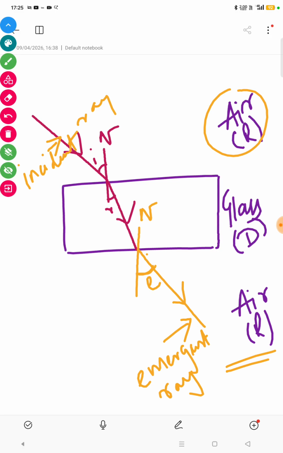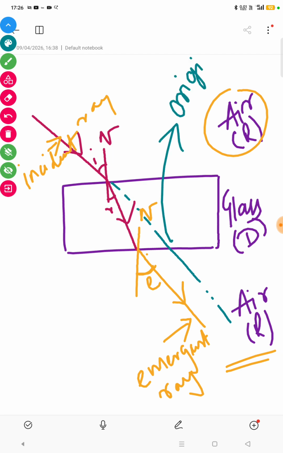So if there is no glass slab present, what happens? The incident ray should move in this direction. This is the original path of the light ray. But due to the glass slab, this kind of refraction takes place. It undergoes this change of path, this bending, due to the presence of the glass slab.